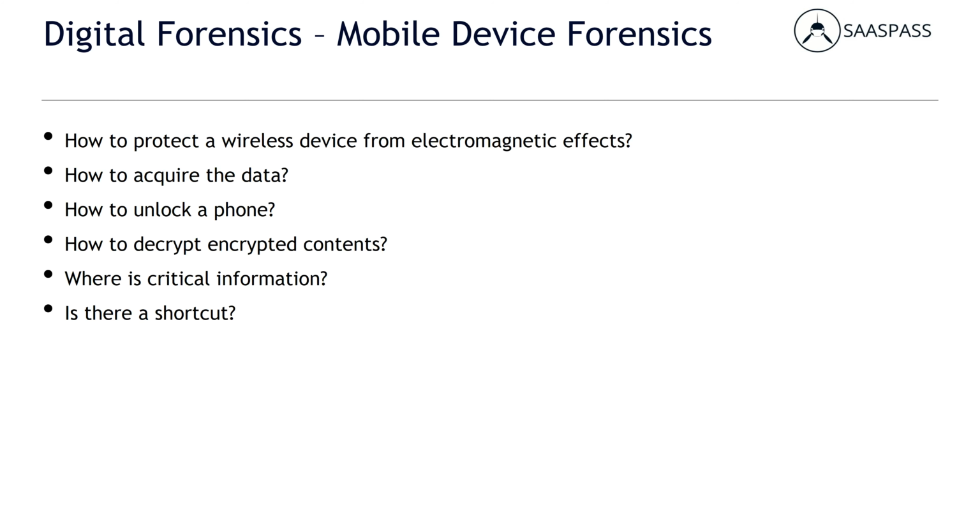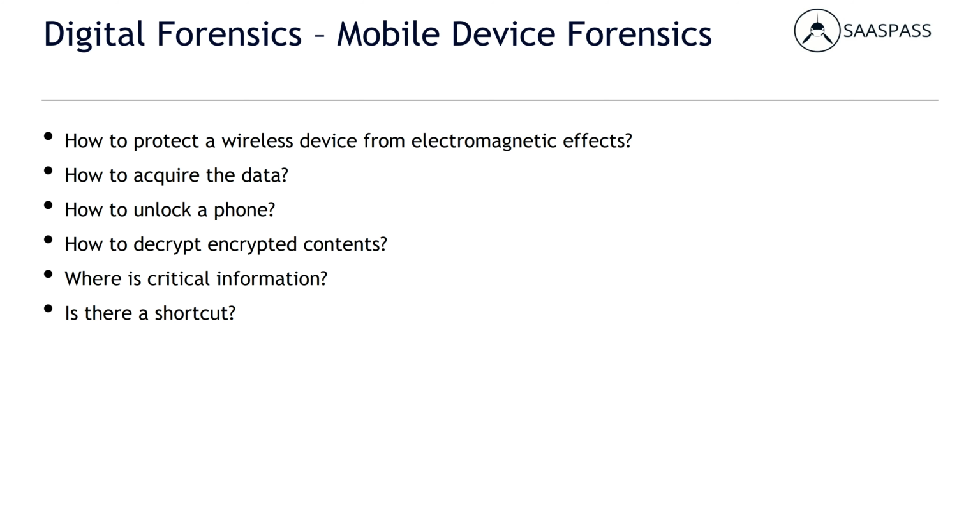We will first try to explain how to protect a wireless device, like a cell phone or a tablet, let's say, from electromagnetic effects, because these devices are actually communicating through wireless communications, through electromagnetic waves, and actually any communication may manipulate the internal state of the mobile device. So you need to protect it from such modifications starting from the time of the capture.